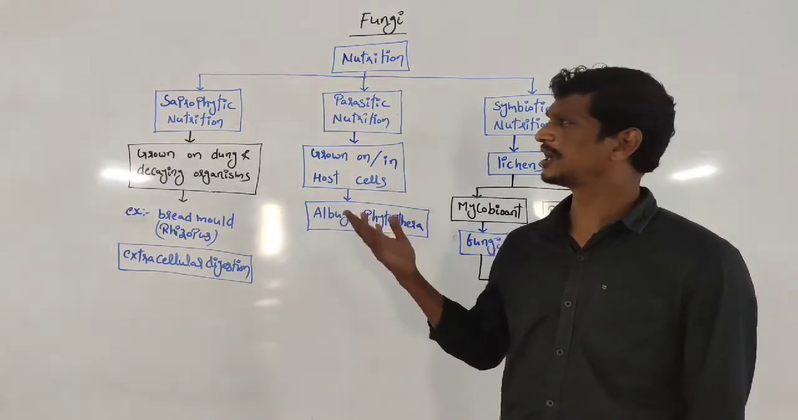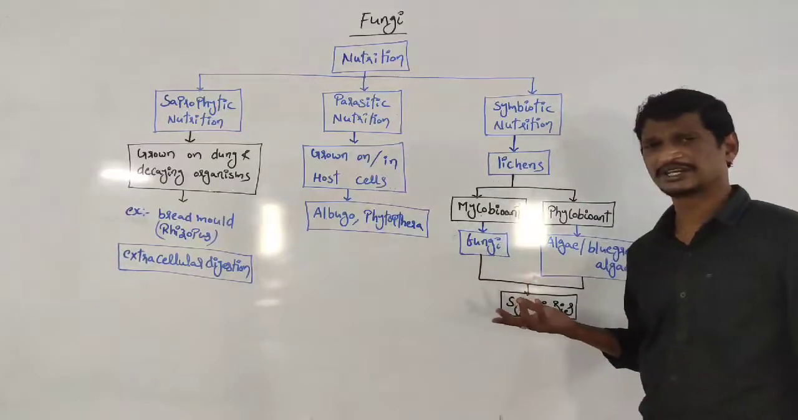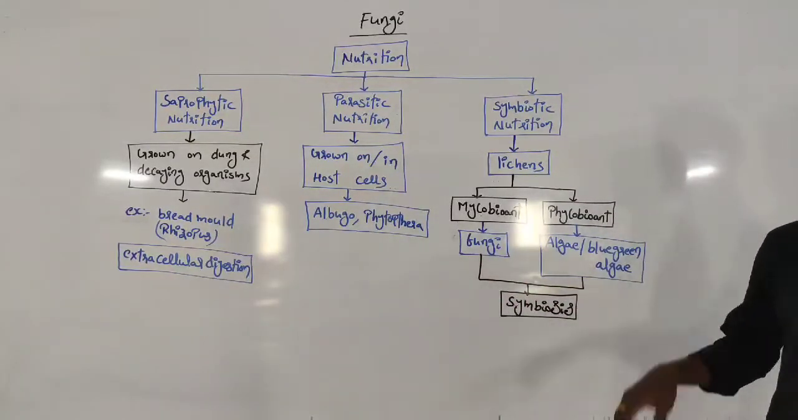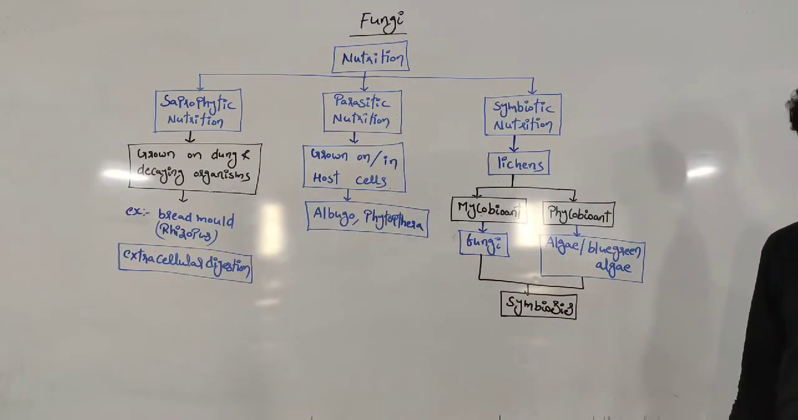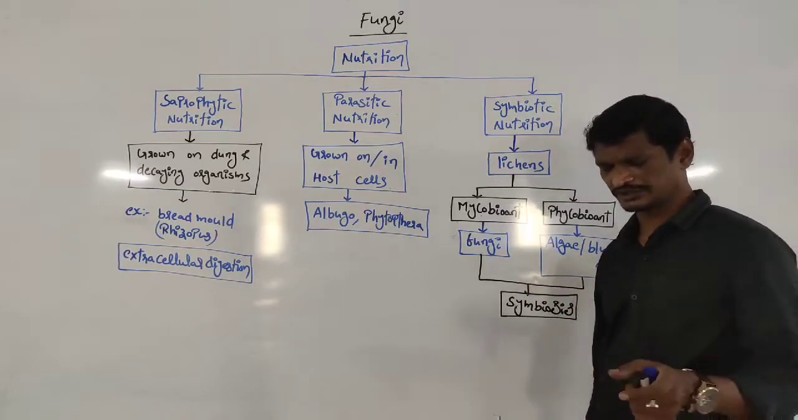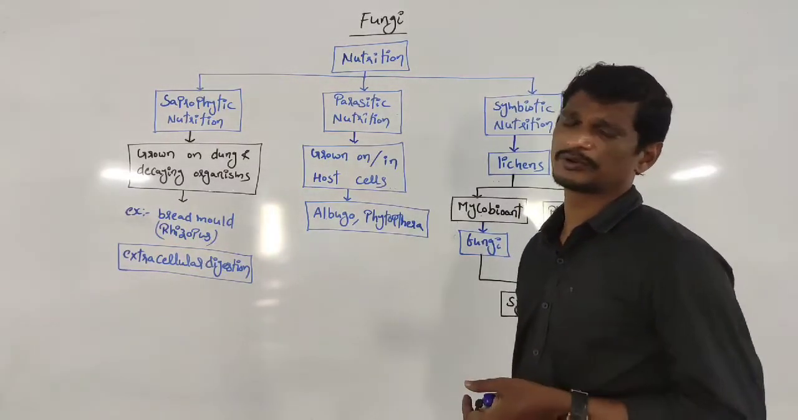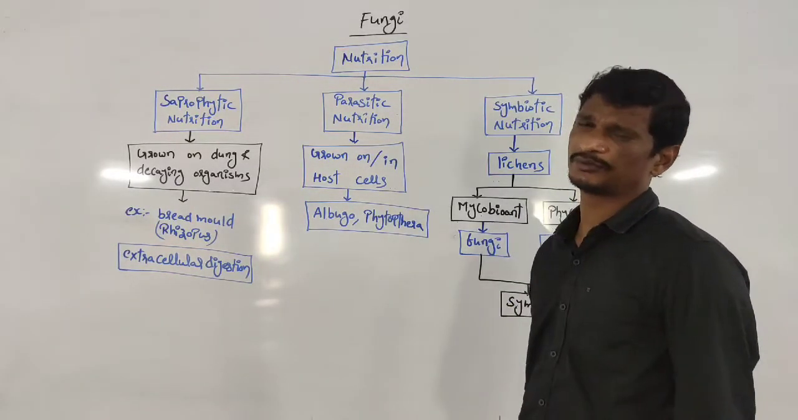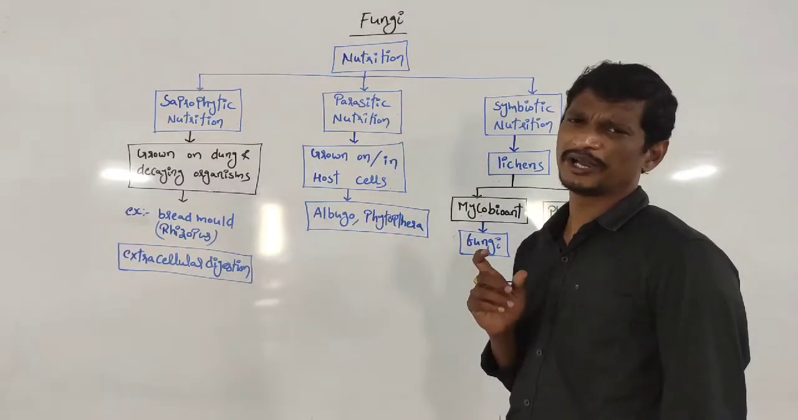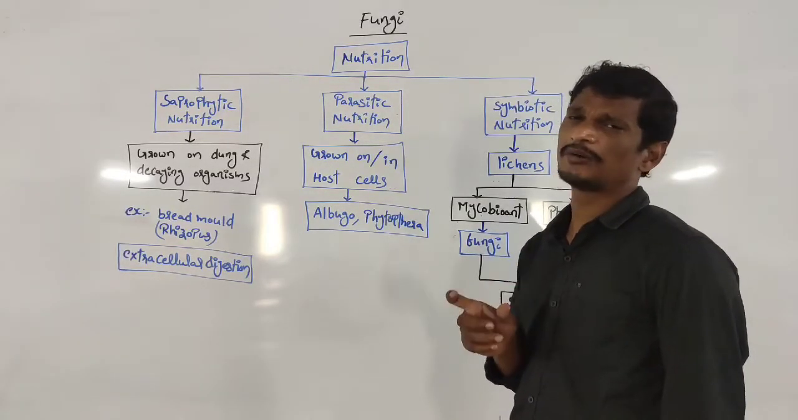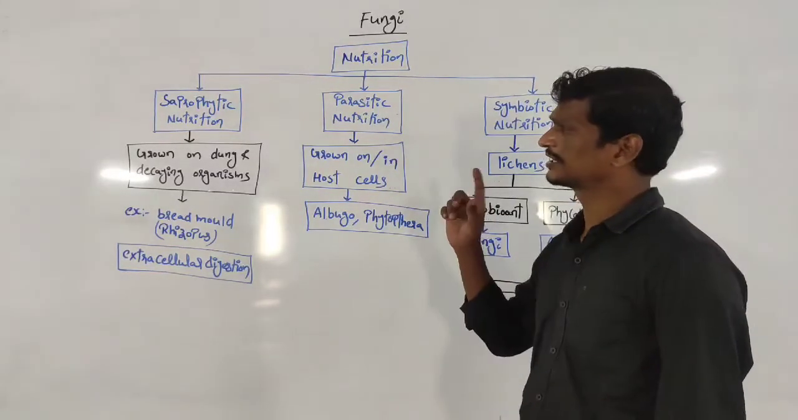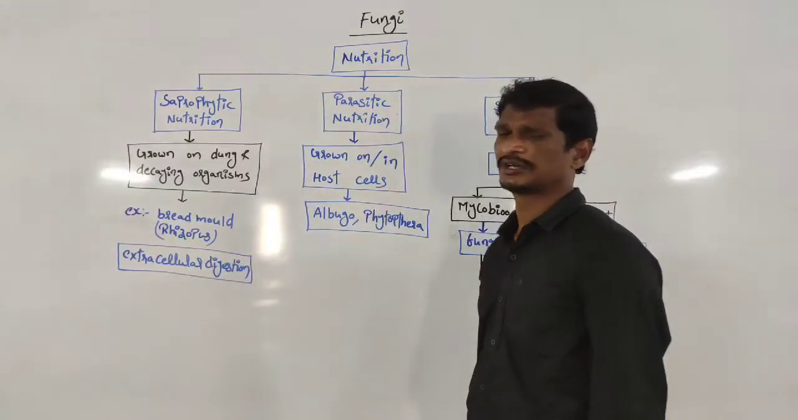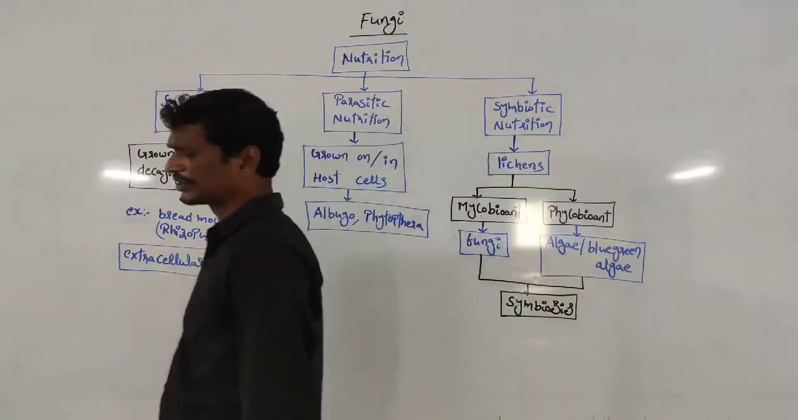Among the options, there is saprophytic nutrition, parasitic nutrition, and symbiotic nutrition. If the last option is all of the above, then we have to choose all of the above. But only a single option has to be chosen, so in that case, saprophytic nutrition is the answer. So that is about that nutrition.